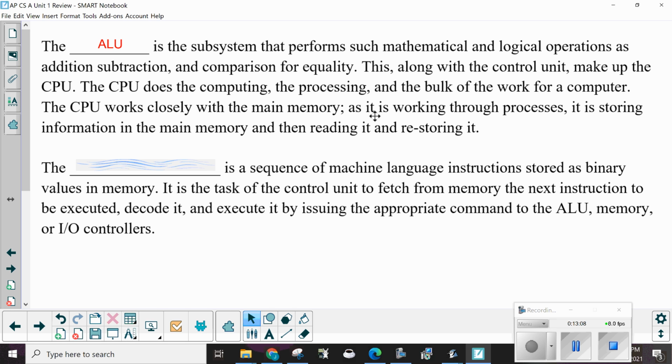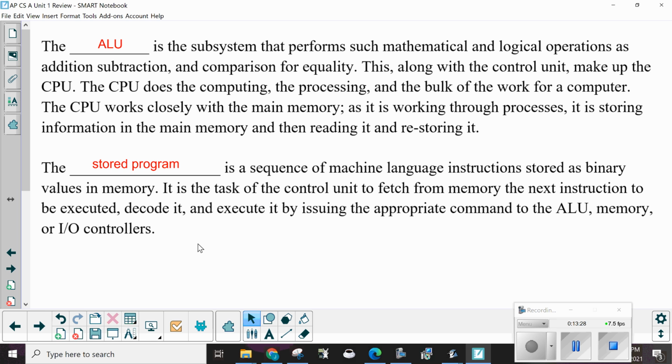The CPU works closely with the main memory. As it is working through processes, it's storing information in the main memory and then reading it and restoring it, and the ALU, along with this, is modifying it. This is really your brains.